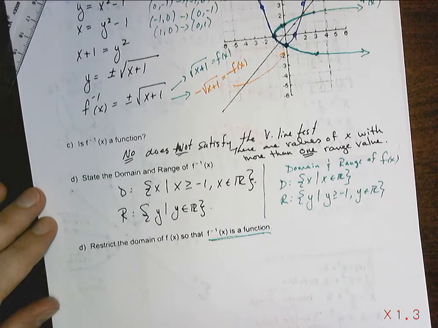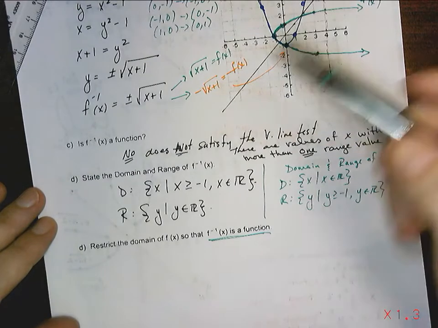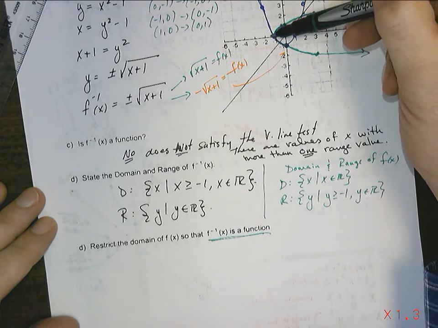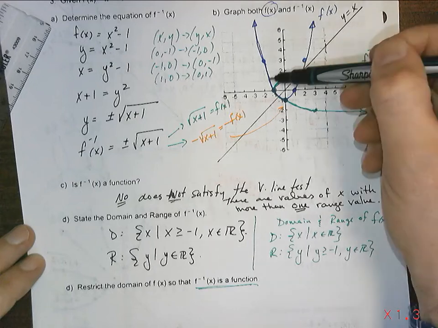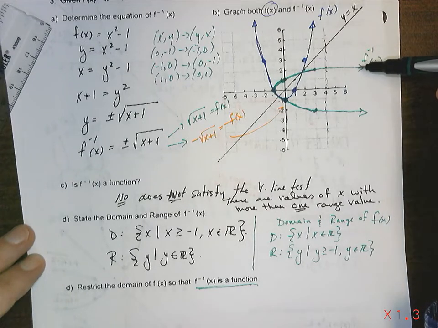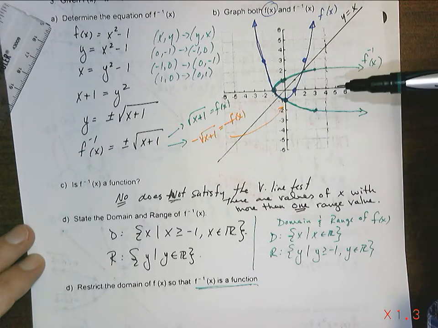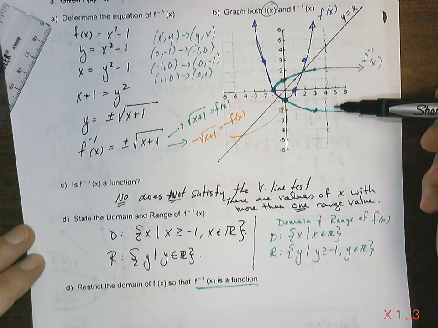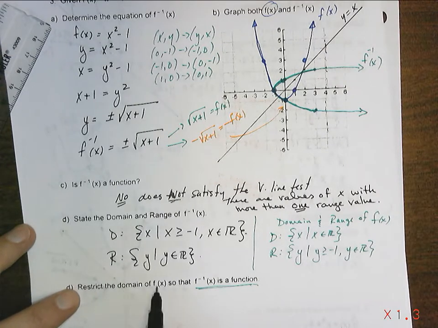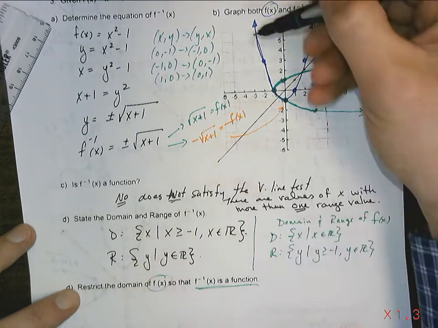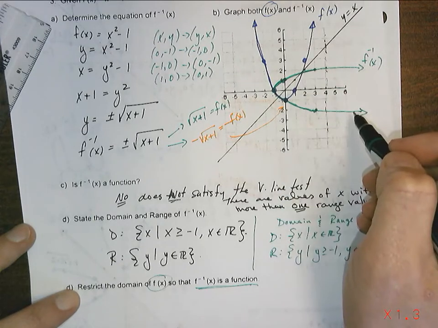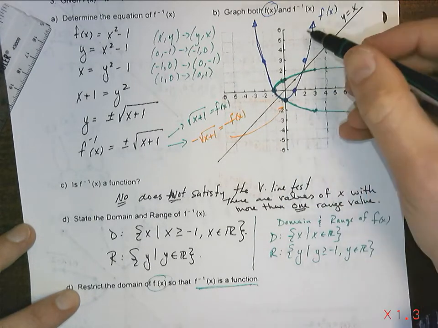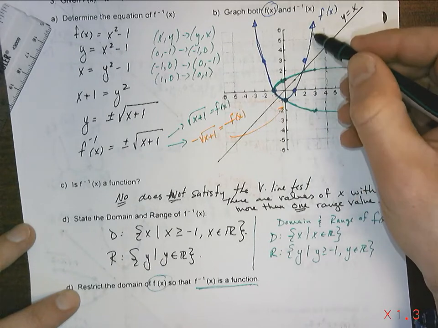Well, there are a gazillion different ways to do it. But what you have to make sure is that for every value of x on this function, there is absolutely only one value of y. And one way to do that would be to isolate it so that there was only one of these arms. Now notice what it says. Restrict the domain of f of x. So we want to restrict the domain of f of x so that when we do take its inverse, we get a function. So the domain of f of x, what would happen if I only used this arm?